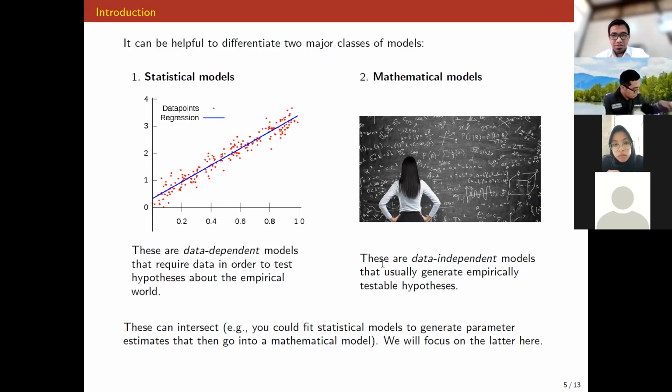But these two models actually can intersect. This is not a black and white concept; they can be interchanged with each other. For example, if you study or generate mathematical models, you have to know the parameter values.